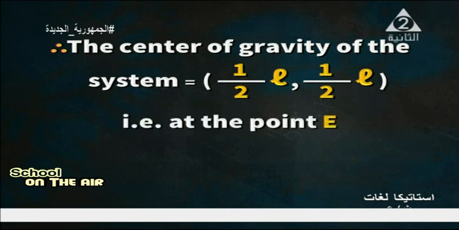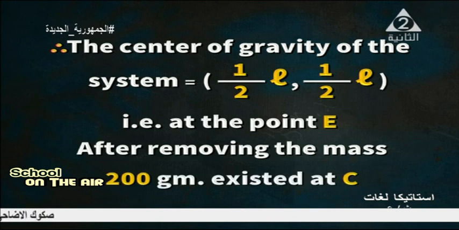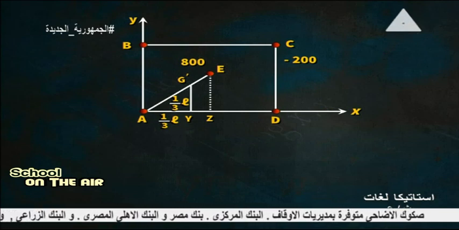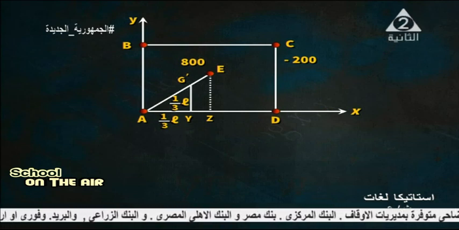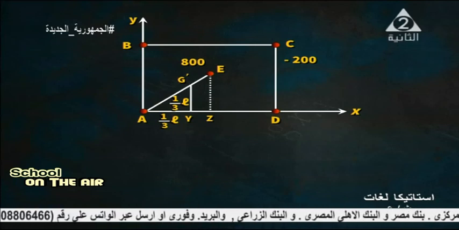At point E, which is the center of the square or the intersection point of the diagonals, after removing the mass 200 exerted at C. Therefore, look at, at C we removed the mass at C. This is negative mass, negative 200.